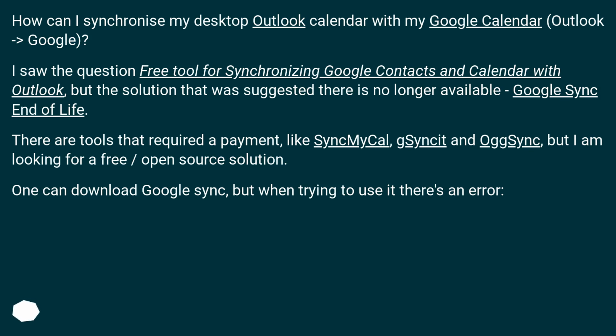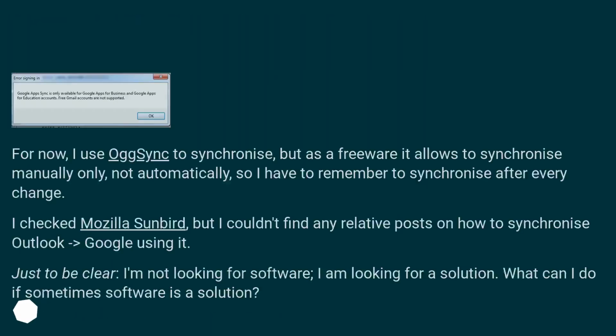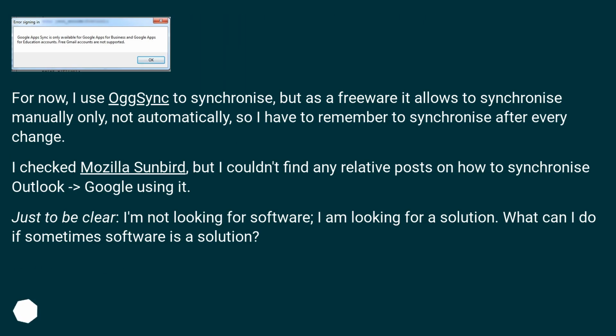There are tools that require a payment, like SyncMyCal, Syncdocit and OggSync, but I am looking for a free, open source solution. One can download Google Sync, but when trying to use it there's an error. For now, I use OggSync to synchronize, but as freeware it allows synchronizing manually only, not automatically, so I have to remember to synchronize after every change.